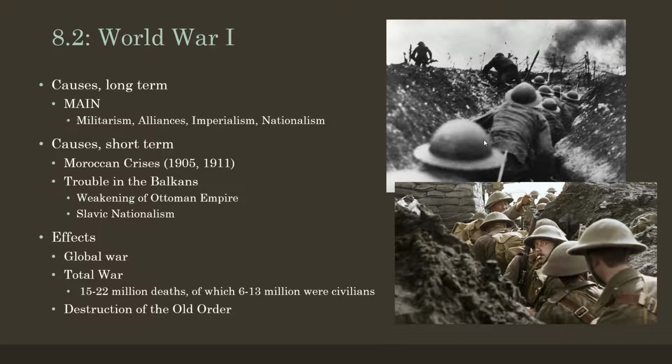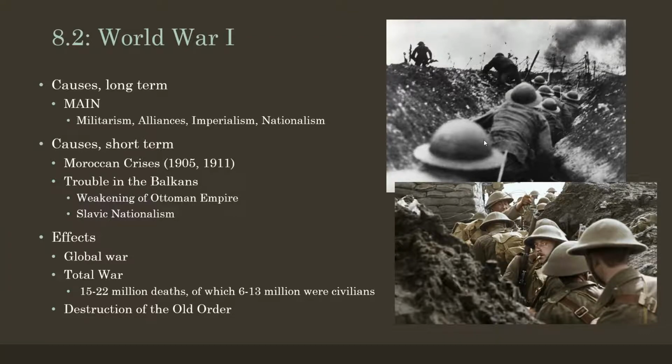The old order is eventually destroyed coming out of World War I. And we're going to talk about this a little bit more in 8.4, so I'm not going to talk about it here. But what World War I does is it tears down the old order. And what World War I doesn't do is it doesn't replace it with anything. And that's the big problem coming out of World War I.